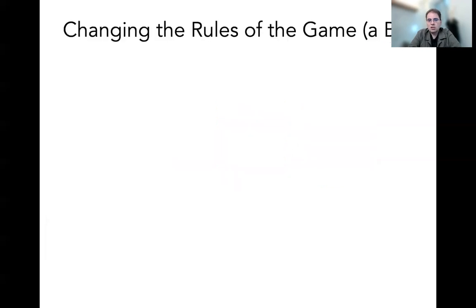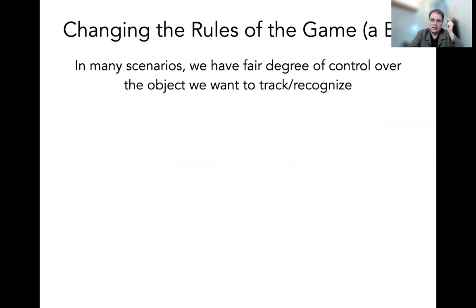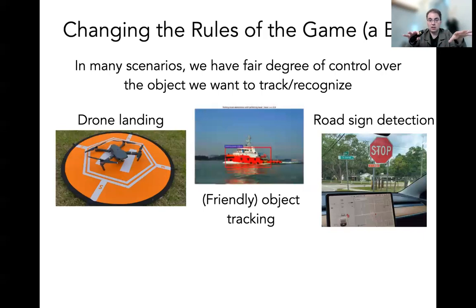Well, essentially the question is about changing the rules of the game a bit. In many scenarios, we have a fair degree of control over the objects we want to track or recognize. Think about designing a landing pad for a drone, or friendly object tracking. Imagine that this is a rescue boat and you would like to be able to track it reliably, and it's in everyone's interest to do so.